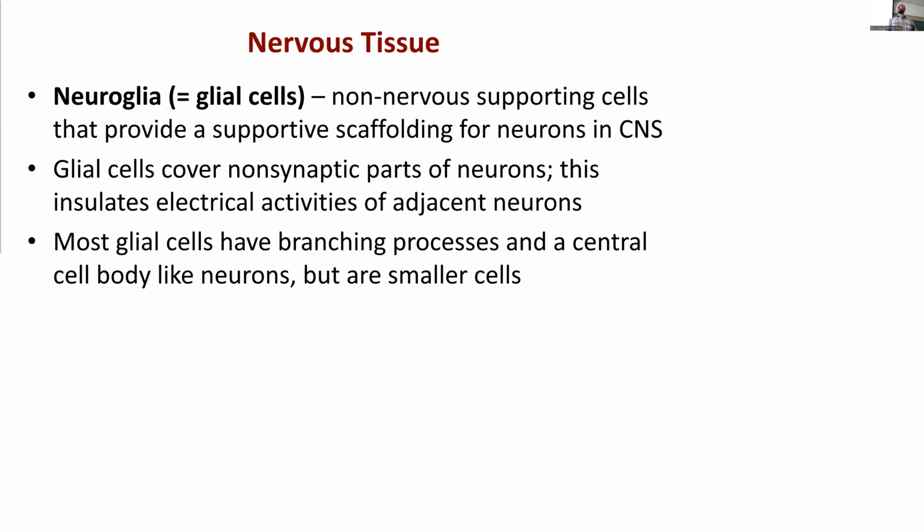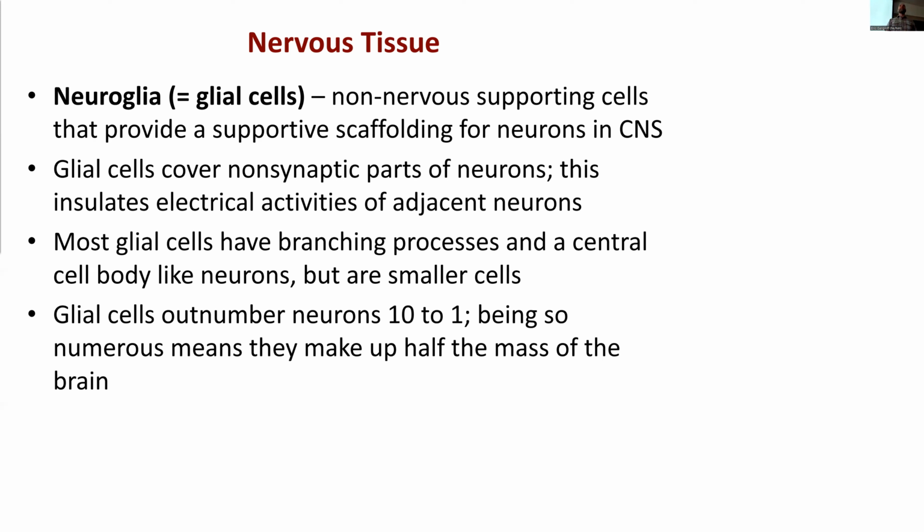Now, what's interesting is that even though the neurons are kind of the famous cells that get all the credit because they're transmitting the information, they're actually outnumbered by about 10 to 1 by glial cells in the central nervous system. So when we think about the mass of nervous tissue, about 90% of it or so is actually these non-excitable cells called glial cells that are supporting those neurons.